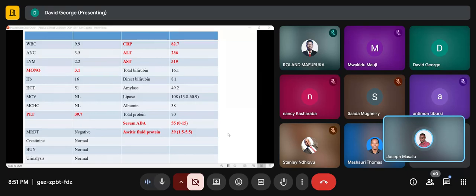But for me, even if I don't have serum ADA, this platelet of 39.7, if it was not there, probably it means this is portal hypertension. Another is the transaminitis, liver injury. So what can injure the liver? First is either something that affects the cells of the liver, the hepatocytes, or something that injures the cells of the biliary tree. But that biliary tree won't be the case because bilirubin is normal here. So this is something that injures the hepatocytes.